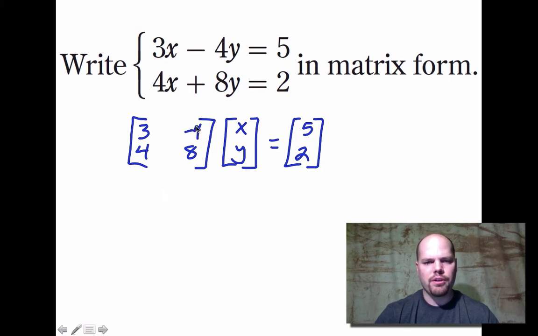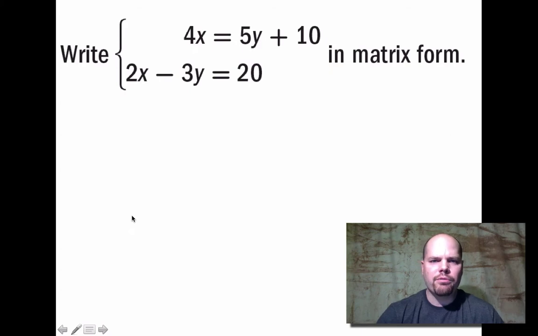Okay, so it's fairly simple. The only thing you might need to be careful with is getting the signs correct. If you have a minus 4, that would be a negative 4, because we could treat this as plus negative 4y, and then you can see how the entries match up there.